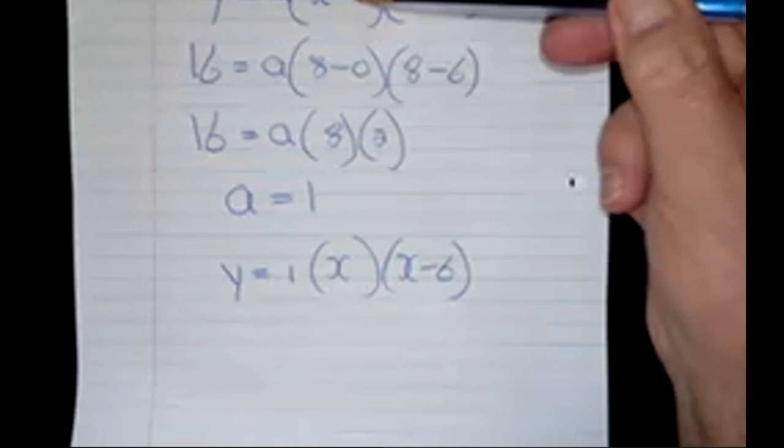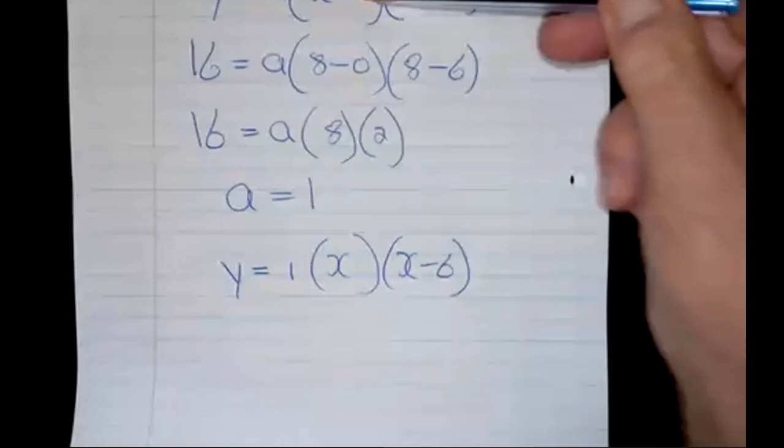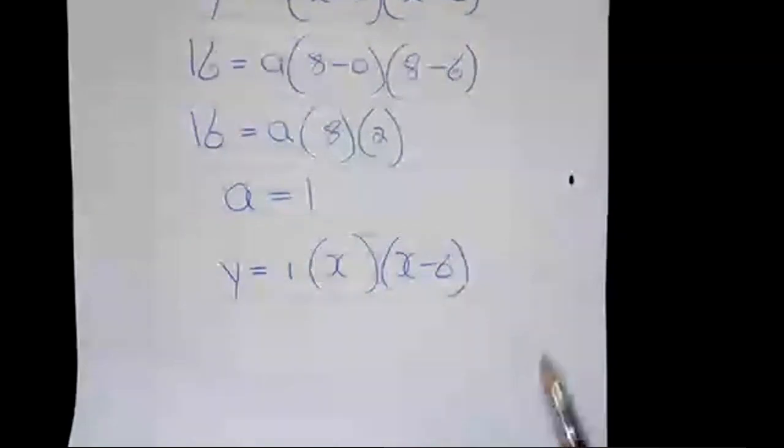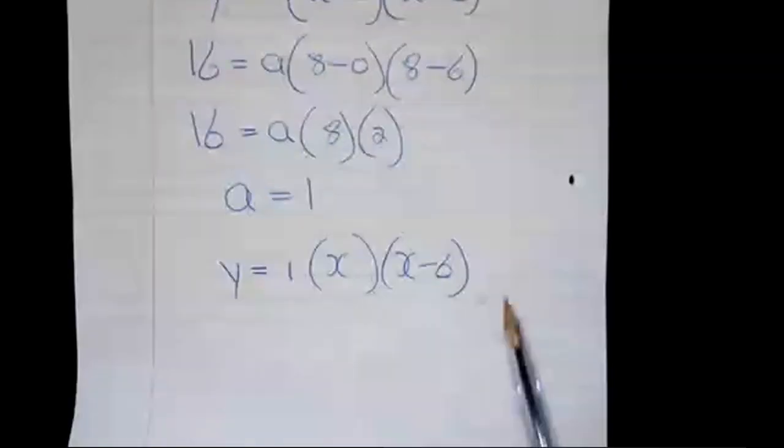Why am I not writing the zero over there? Because I don't have to. Zero is nothing. And the only thing you still have to do is to get this in standard form. So remove the brackets, multiply up.